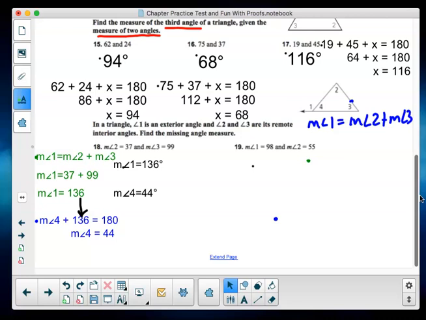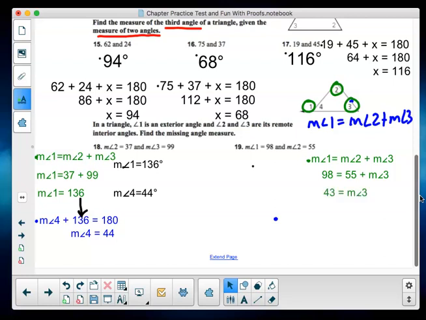Welcome back. Okay, again, we're doing a triangle. We got a triangle where the exterior angle is equal to the sum of the two remote interiors. That's what we've got. So now I'm going to plug in the values I have. I got 98 goes in for angle 1 and 55 goes in for angle 2. I subtract that 55 to solve for angle 3, and the measure of angle 3 is 43 degrees.